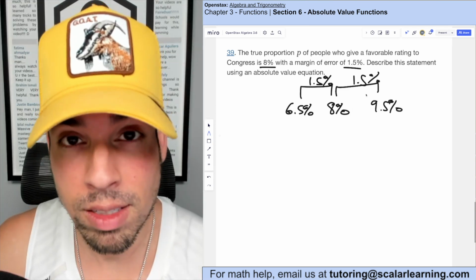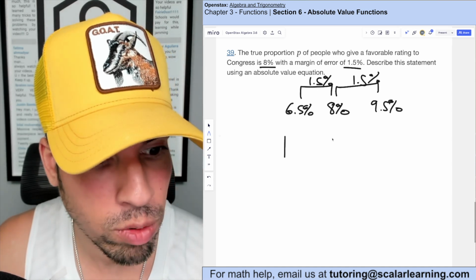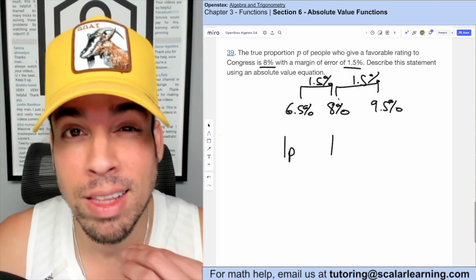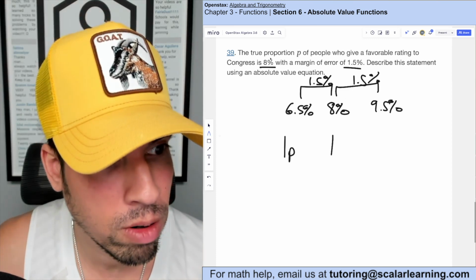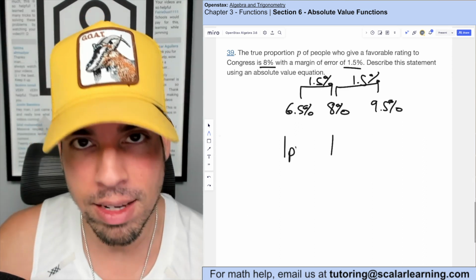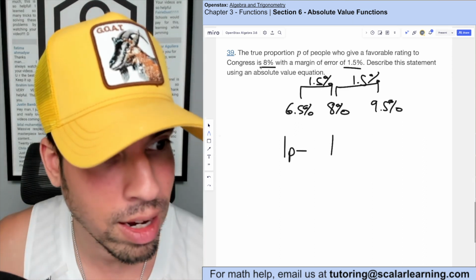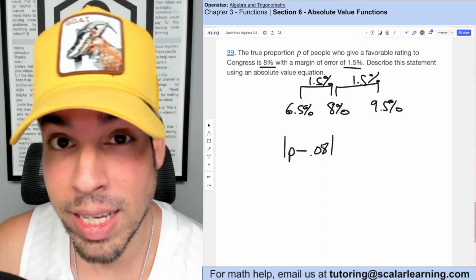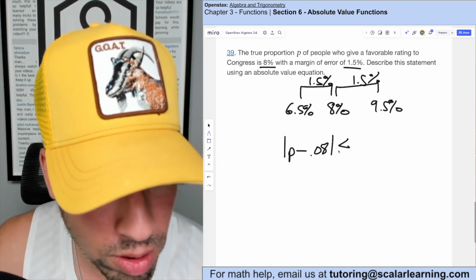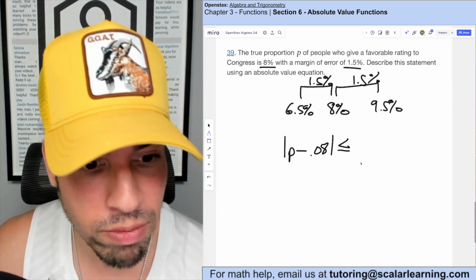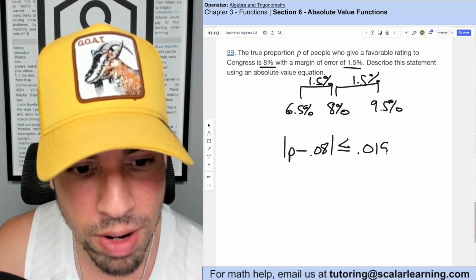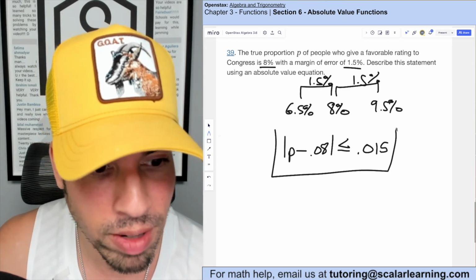Now, to represent this in an absolute value equation, we say our true proportion P, and then we're trying to see how far we are from this actual number of 8%. So it's again the distance, aka the difference. So we're going to subtract it, and I'm going to put this into decimal format. That distance from 8% is going to be less than or equal to 1.5%, in decimal format 0.015, and there is your absolute value inequality.